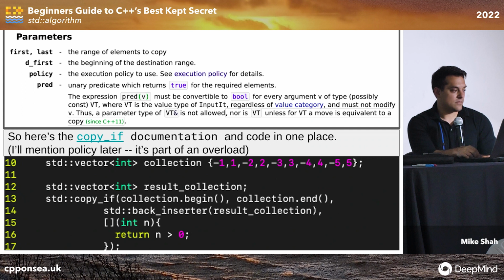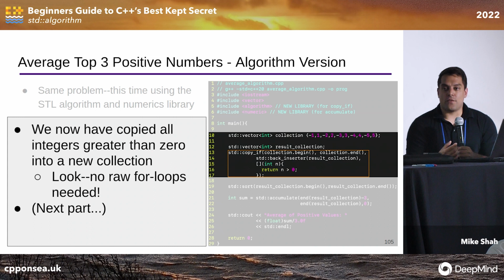All right, let's continue on. At this point, we have all of our values in a collection, our results collection. We've copied them, so we can safely do the next portion of our algorithm. And again, look, no raw for loops needed here.